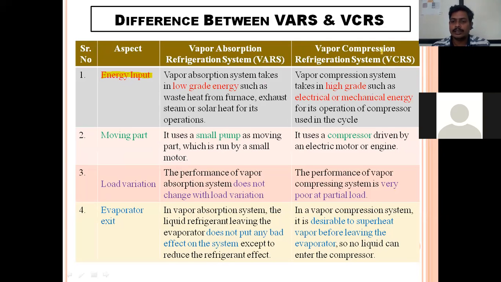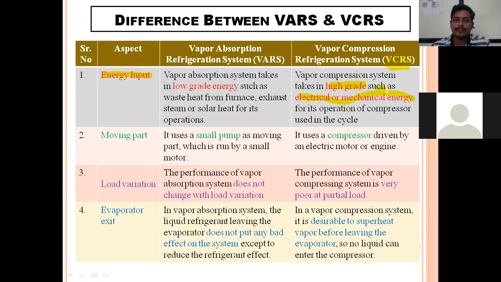As we know, in the vapor compression refrigeration system, we use the compressor as the main part. To run that compressor, we require electrical energy or mechanical energy, which is high grade energy. So in a VCRS, to run the compressor, we need to supply high grade energy, either electrical or mechanical.